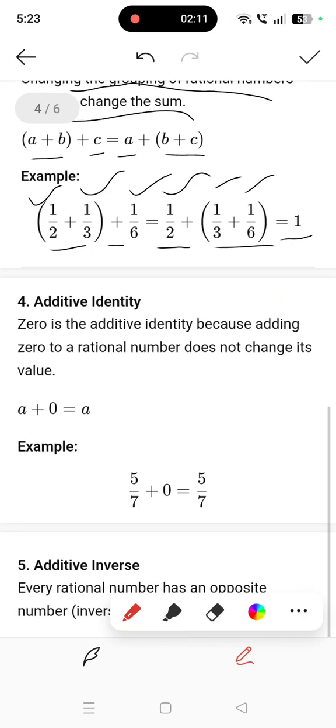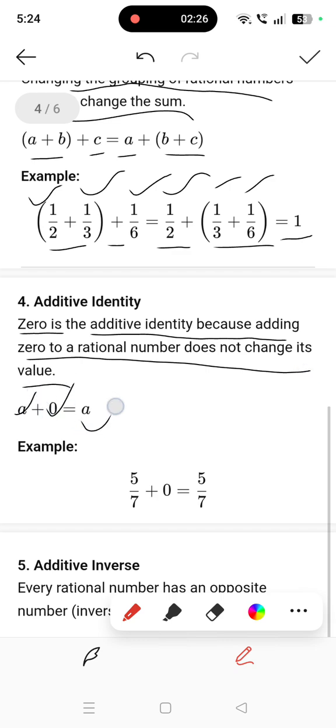Next property is the additive identity. Which number is the additive identity? 0. It maintains the identity of a number. 0 is the additive identity because adding 0 to a rational number does not change its value. Like A plus 0 is equal to A. Let's understand with an example. If you add 0 to any rational number, you will always get the number itself. So the number has not changed its identity. So this is additive identity, which is 0.